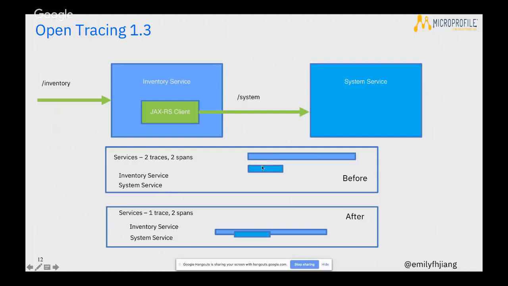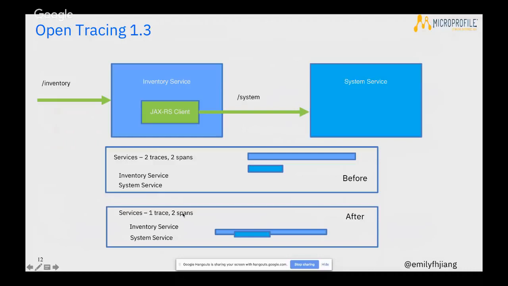There's no correlation there. And now OpenTracing 1.3 automatic propagator header basically is the span parent ID. They are the same. So that's how they can correlate the spans. So that is why you have one trace, two spans.